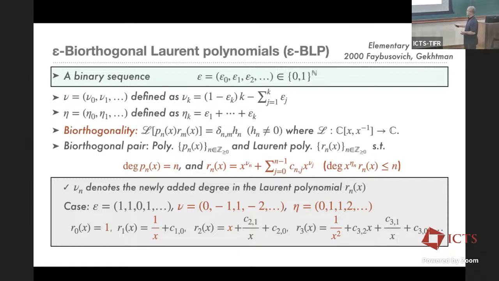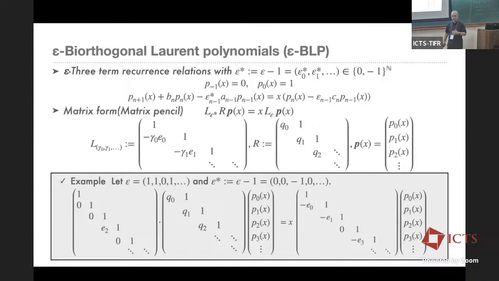The definition corresponds to this new sequence. So you see minus 2 appears, and 1 over x squared appears. So R4, R5, R6, all of them can be defined through the epsilon first defined. In this case, we will consider this type of bi-orthogonality relation between P_n(x) and R_m(x). Okay, let's see the corresponding recurrence relation and also the matrix form.